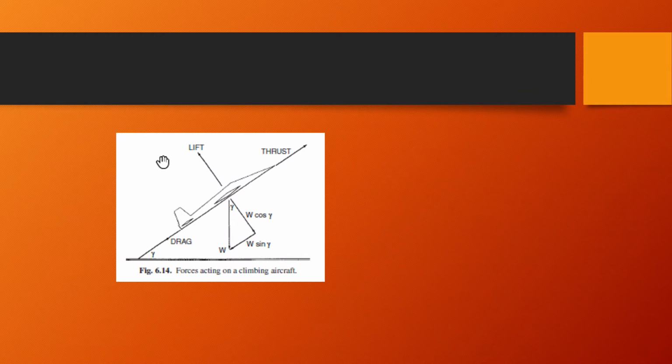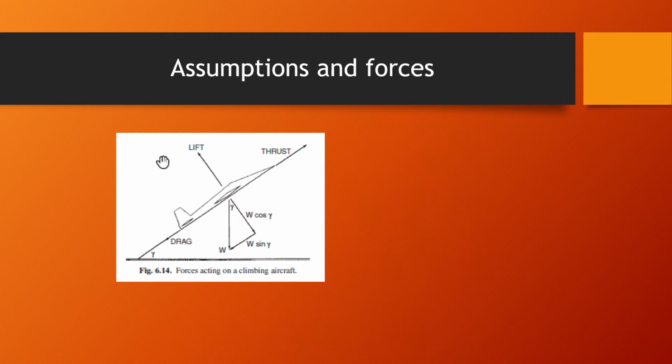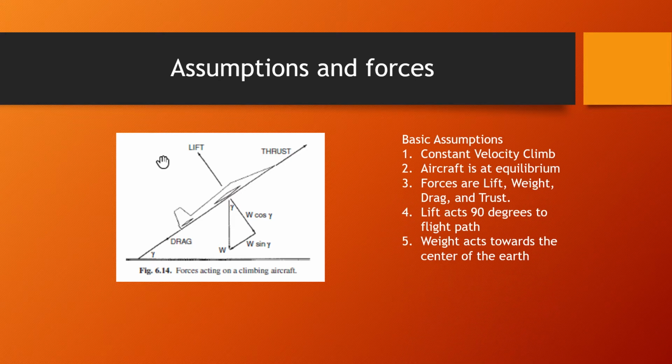All right, so first off, before we get started, just some basic assumptions and forces that we want to understand in order to fully grasp what's going on here. This diagram on the left is from our book, and we're assuming the aircraft is at a constant velocity climb, so everything is at equilibrium. The forces involved here are lift, weight, drag, and thrust.